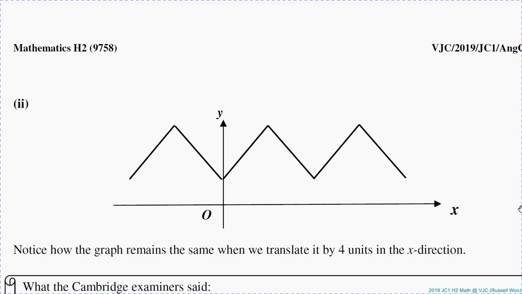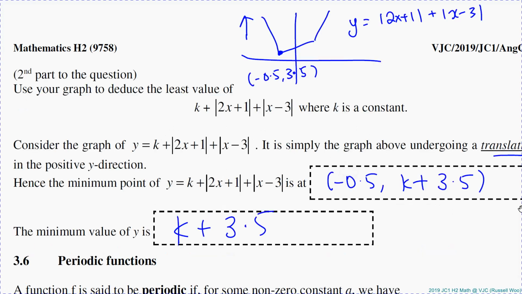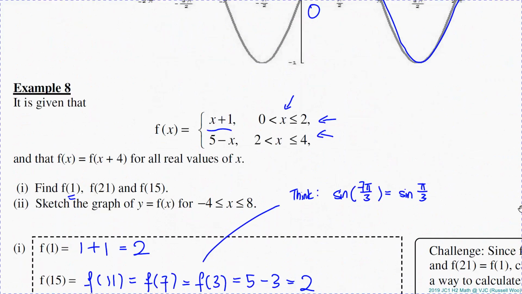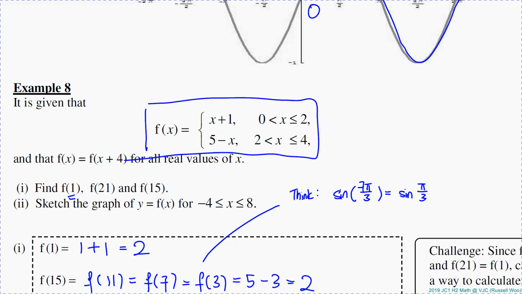This is not complete. How would I sketch this graph? Actually, I would sketch this graph like this. I will only sketch it from 0. Because I start off with this, I will only sketch from 0 to 4 first. How?